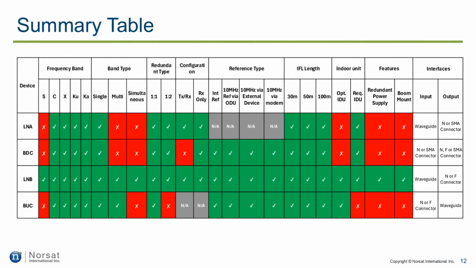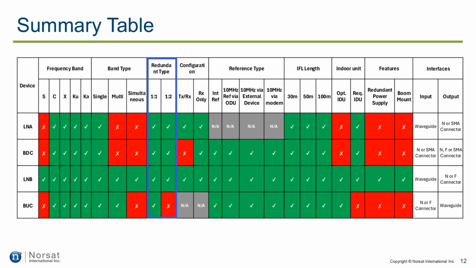Here is a summary of configurations. Depending on the device, for example, LNA, BDC, LNB, or BUC, there may be different configurations available. Here are the variety of options that Norsat currently offers, but you can request further customizations. Typical frequency bands that are covered are C-band, X-band, Ku-band, and Ka-band. We also offer S-band for the LNB. Usually, each device operates on a single frequency range. However, for LNBs and BUCs, we support multi-band, and for LNBs, we support simultaneous band.